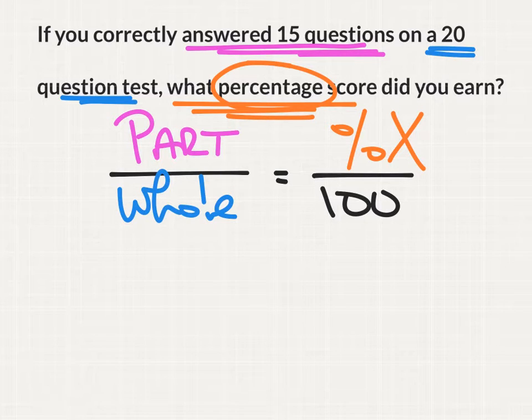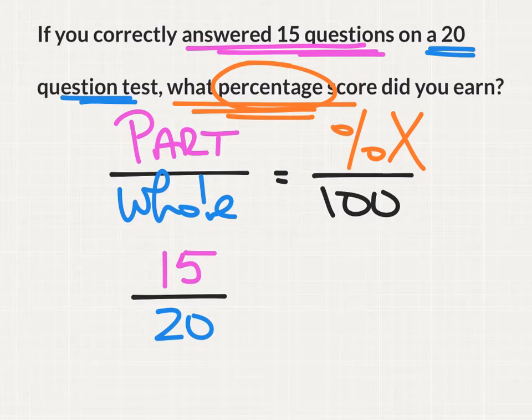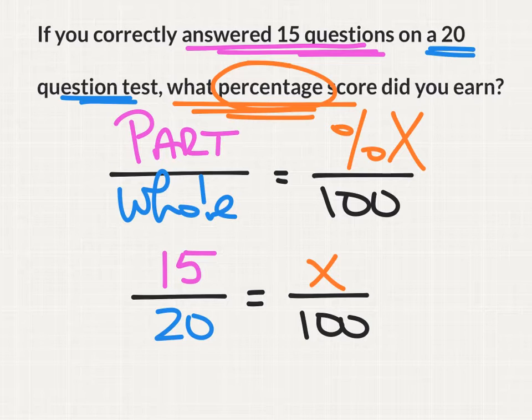So my proportion would look like this. 15 over 20. The part of the test I answered correctly was 15 questions. All of the questions on the test was 20. I need to know what percent score would I receive on that test. If I answered 15 of the 20 questions correctly, what would be my percentage score?